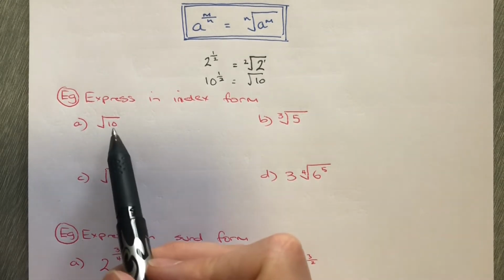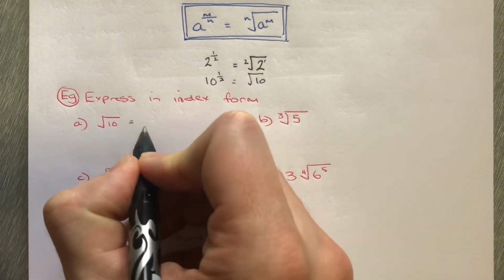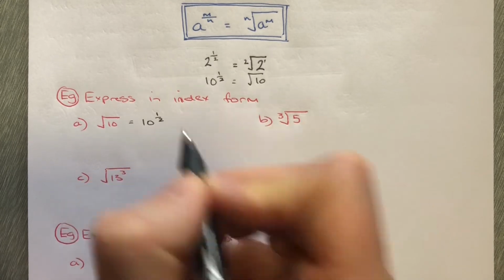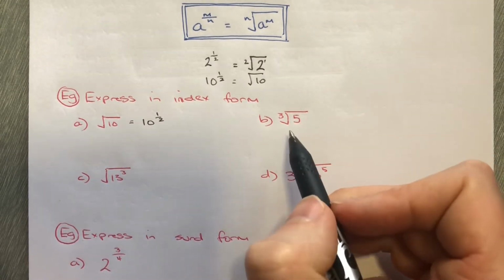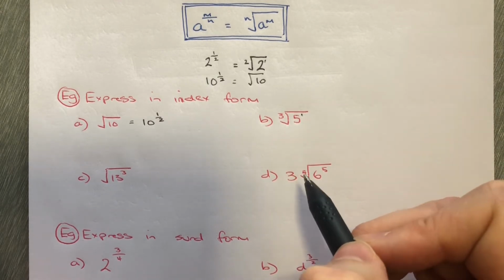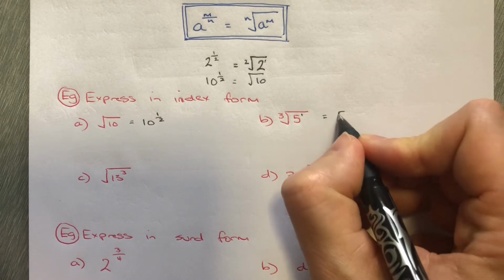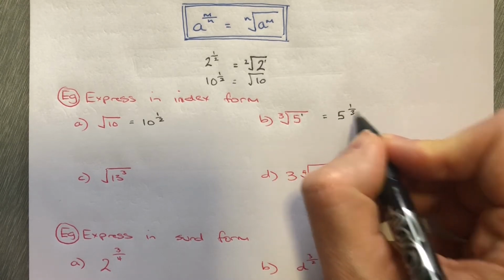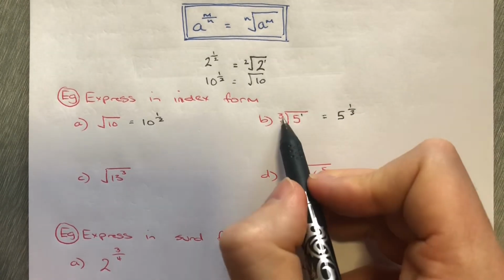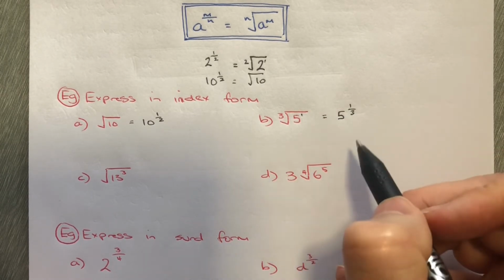So I've already done this example. I didn't realize. So we can change this to 10 to the power of 1/2. We go over here. See how there's a 3 here and there's a 1 there. That's just 5 to the power of 1. So we can also write that one as 5 to the power of 1/3. Okay, whatever number is there becomes that denominator in the power.